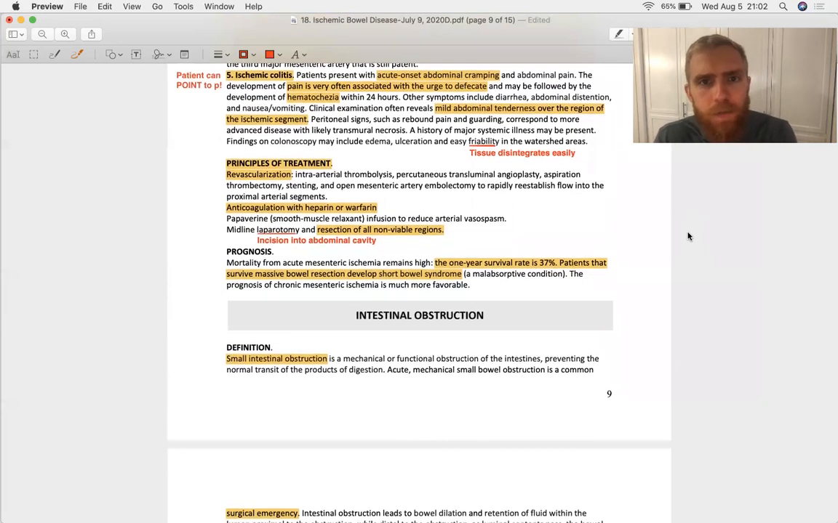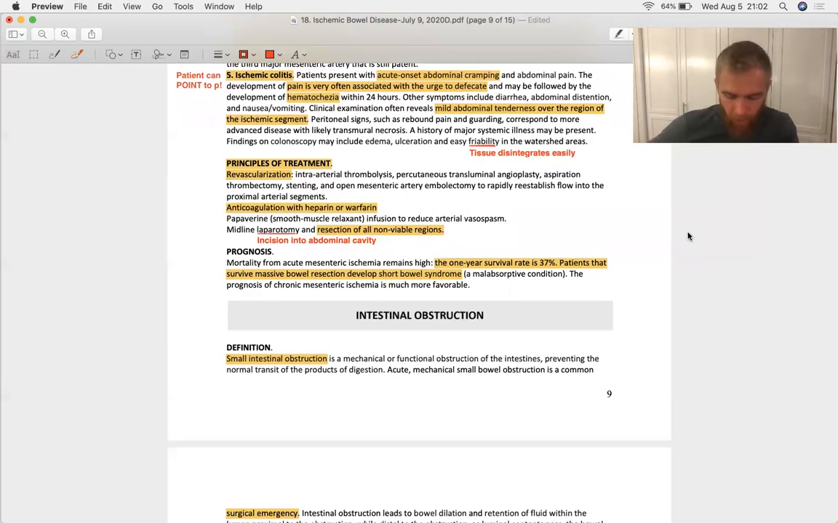Ischemic colitis: acute onset abdominal cramping, pain, the urge to defecate, hematochezia. So nothing you haven't seen before. What really separates colitis from small gut infarction is that in ischemic colitis, the patient's going to say, oh, right there, it hurts so much right there.